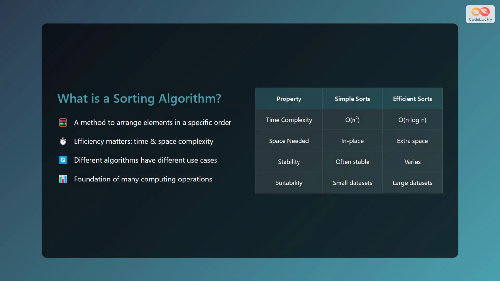So, what exactly is a sorting algorithm? It is essentially a method to arrange elements in a specific order, such as numerical or lexicographical order. When we talk about sorting algorithms, efficiency is key. Time complexity and space complexity are important factors to consider. Also, different algorithms have different use cases. Sorting algorithms form the foundation of many computing operations.